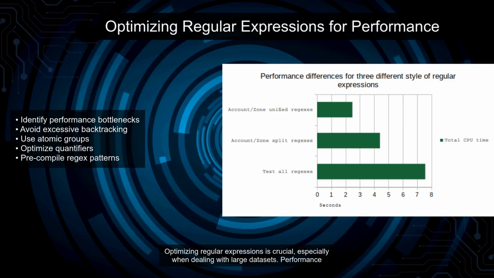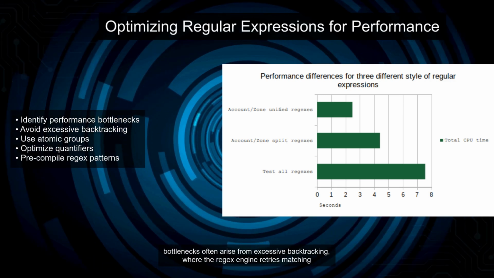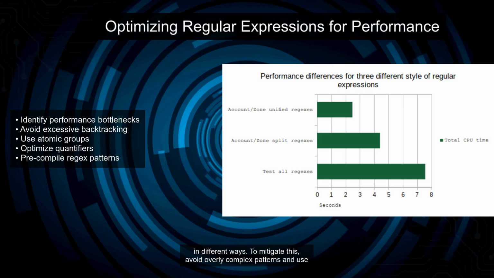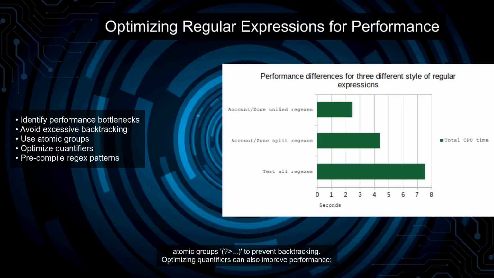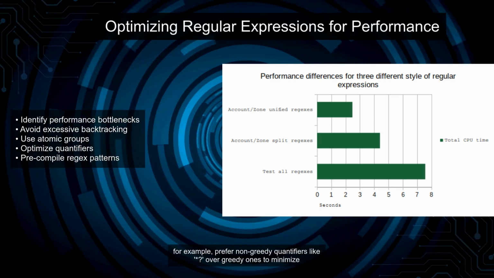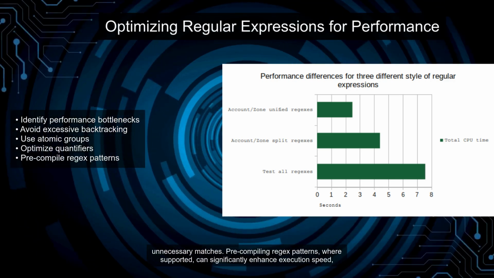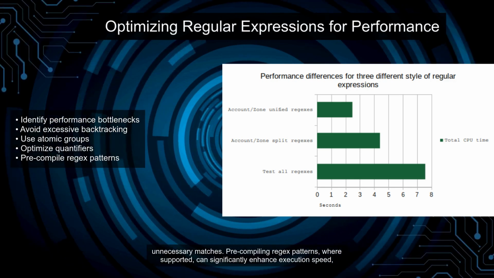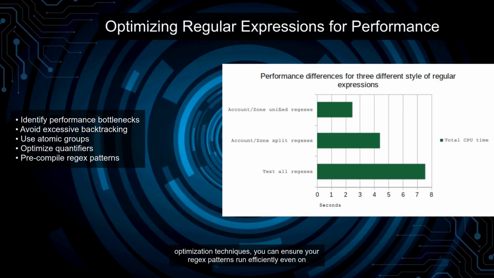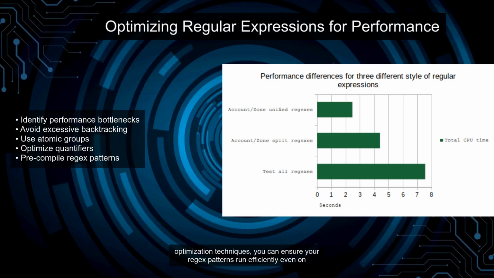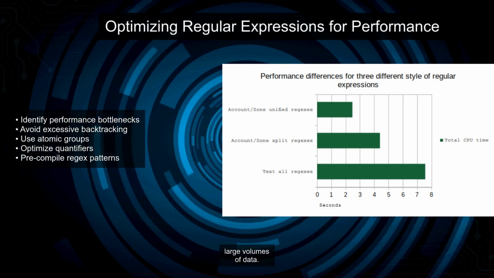Optimizing regular expressions is crucial, especially when dealing with large datasets. Performance bottlenecks often arise from excessive backtracking, where the regex engine retries matching in different ways. To mitigate this, avoid overly complex patterns and use atomic groups, (?>, to prevent backtracking. Optimizing quantifiers can also improve performance. For example, prefer non-greedy quantifiers like *? over greedy ones to minimize unnecessary matches. Pre-compiling regex patterns, where supported, can significantly enhance execution speed, as it avoids recompiling the pattern on each use. By applying these optimization techniques, you can ensure your regex patterns run efficiently even on large volumes of data.